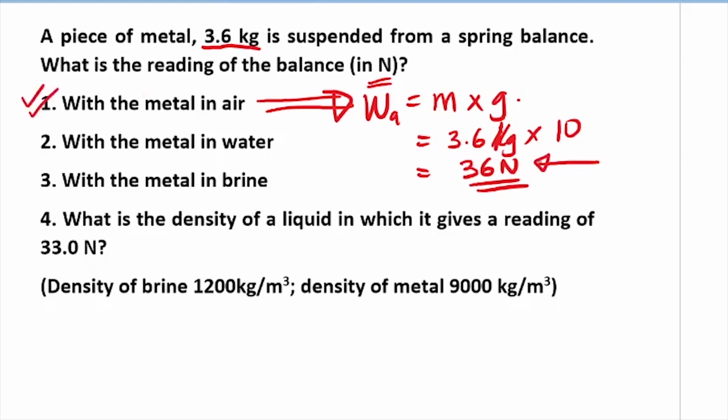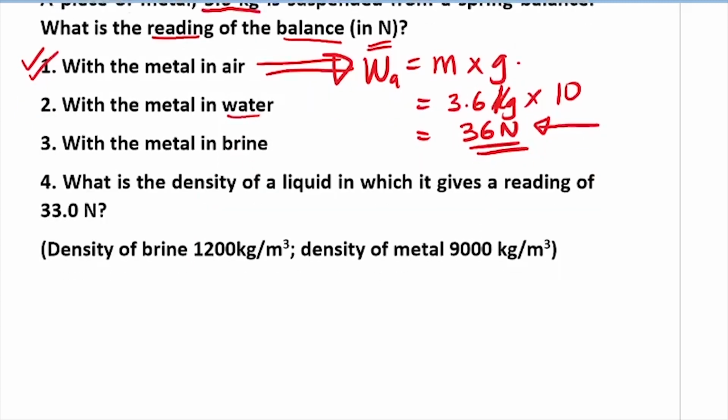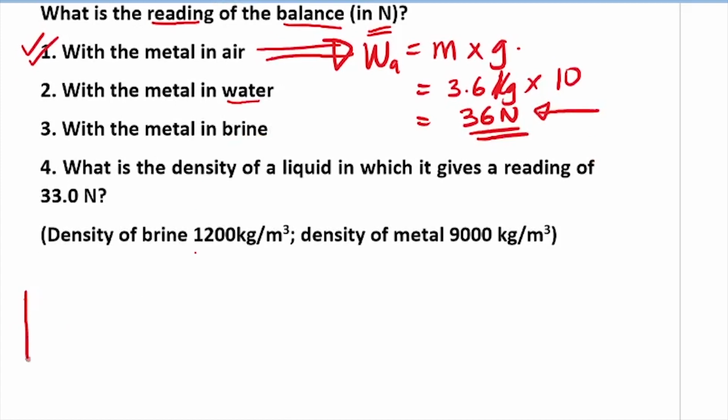Okay, so number 2, they're saying what's the reading of the balance in newtons, meaning they want the weight, with the metal in water. Of course, if the metal is in water, it means it's going to experience a certain upthrust. And so when we subtract that amount of upthrust, we shall be able to find its weight when it is in water. So again, right here we have the metal, it's in water.